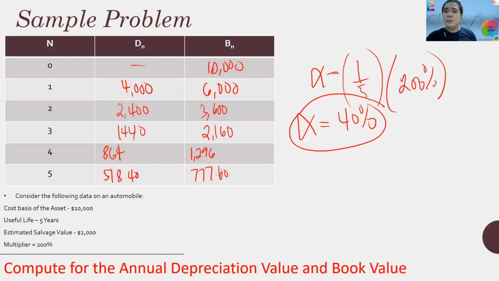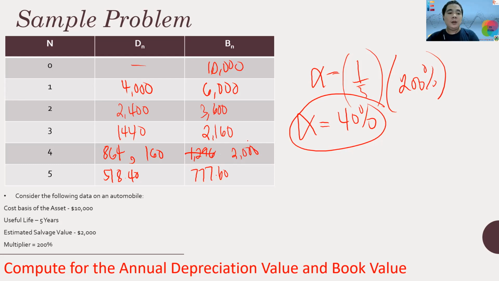Since the double declining balance method is accelerated depreciation, as you can see in the fourth year, the book value of your asset at the end of the fourth year is 1,296. Meanwhile, your salvage value should be $2,000. Therefore, instead of depreciating it by 864, your actual depreciation for the fourth year should only be 160. Therefore, that is not 1,296. Your salvage value is 2,000.